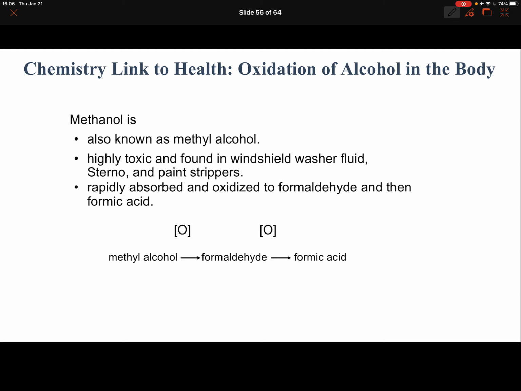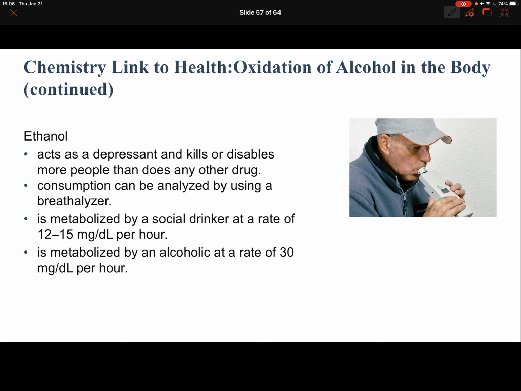Oxidation of alcohol in the body. Let's talk about this. So methanol, as we know, methyl alcohol, is highly toxic. It's found in windshield wiper fluid, Sterno, paint strippers. It's rapidly absorbed and oxidized into formaldehyde and then formic acid. So this could happen in the body. CH3OH. This is formaldehyde. It's an aldehyde, and then formic acid is actually the defense that ants use, or some of them.